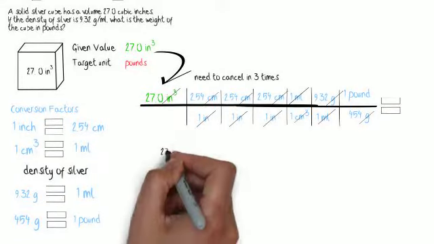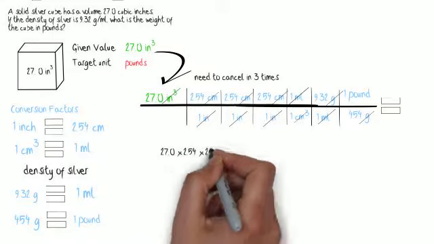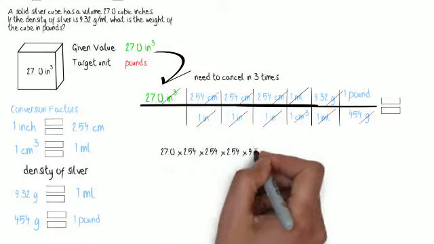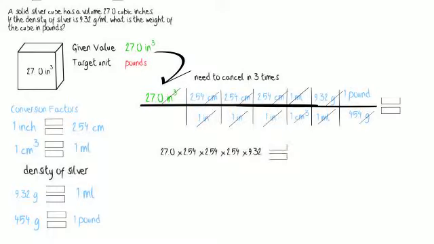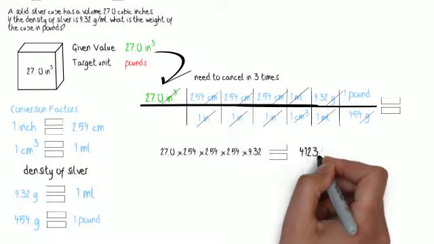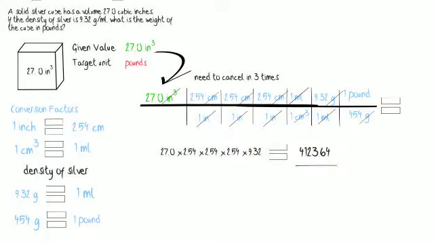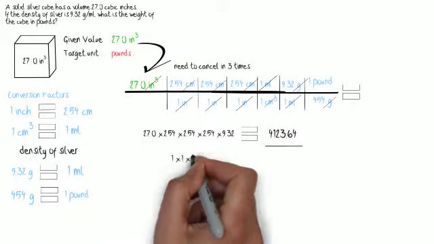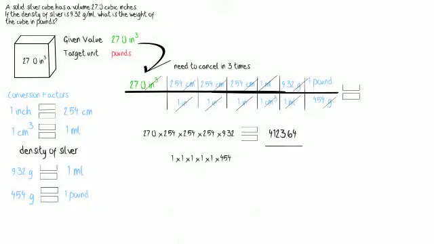So now we need to multiply all the numbers across the top and get a numerator value, and all the numbers across the bottom and get a denominator value. Multiplying across the top, 27.0 times 2.54 times 2.54 times 2.54 times 9.32 is 4,123.64. Multiplying the numbers across the bottom, we get 454. So we divide this and we get 9.08. So this cube weighs 9.08 pounds. The silver cube will weigh 9.08 pounds.